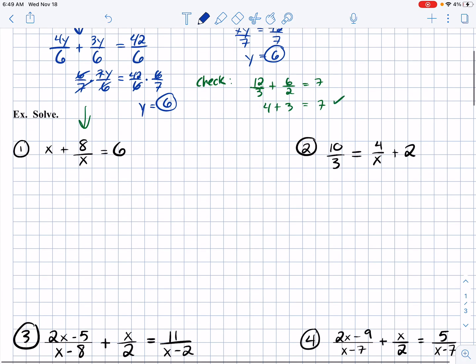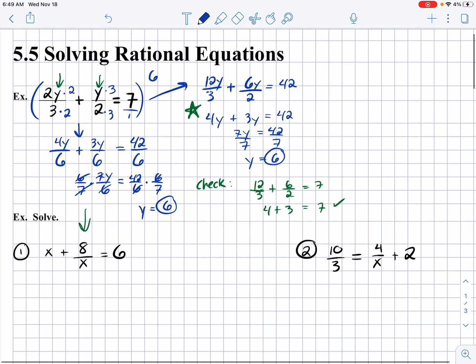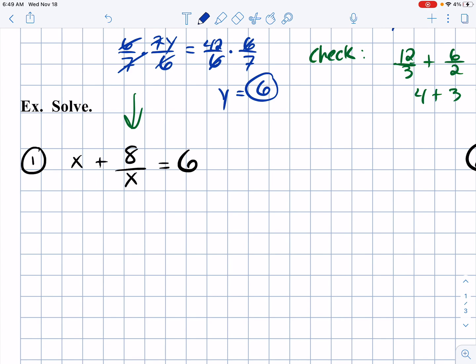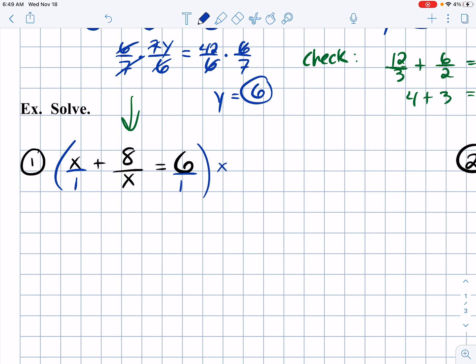Okay, we're going to do the same thing for number 1. This is a rational equation because we have a variable in our denominator. But let's multiply the whole equation by our least common multiple, which in this case would be x, right? So if we multiply the whole equation by x, we get x squared plus 8x over x equals 6x, okay? This 8x over x we can just eliminate here. So we have x squared plus 8 equals 6x.